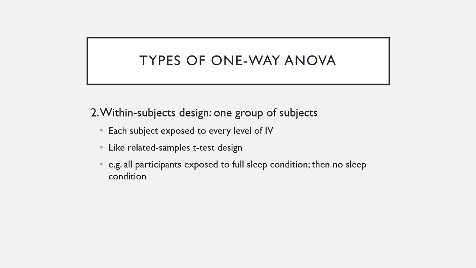So the idea would be all participants in, let's say, the example I was just using, go through a control condition time period where they receive no treatment for a while. Then they move on to a low-level treatment. And then after another period of time has passed, they move on to a high treatment condition. So again, your participants will all see every level of your independent variable.